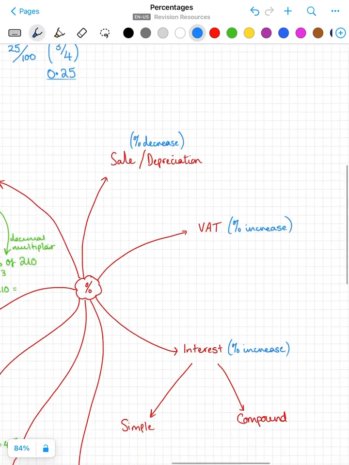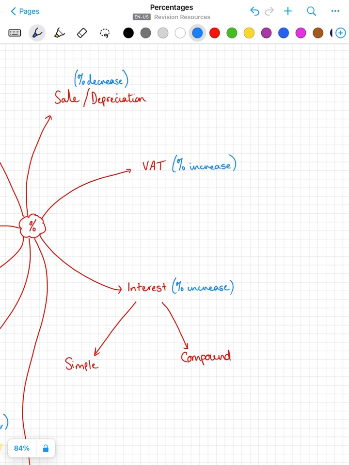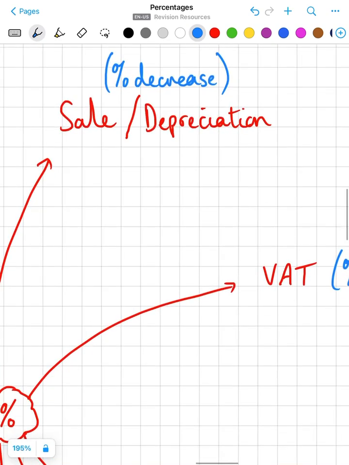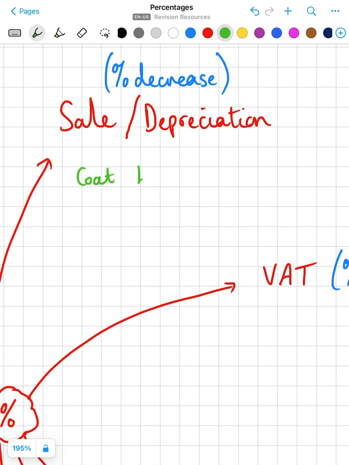Now let's look at specific types of percentage change. A sale or something depreciating will be a percentage decrease. So let's imagine you buy a coat that's £120. It's in the sale for 20% off. What's the sale price of that coat?